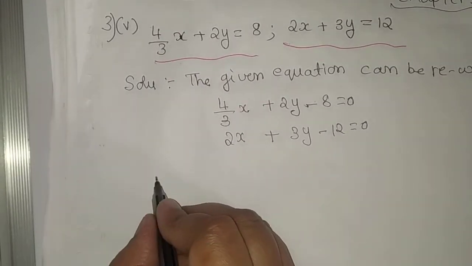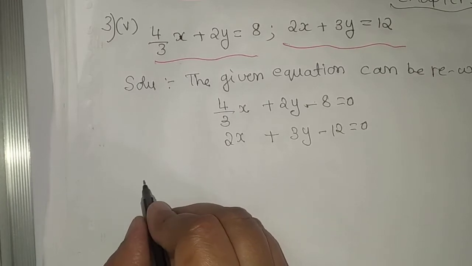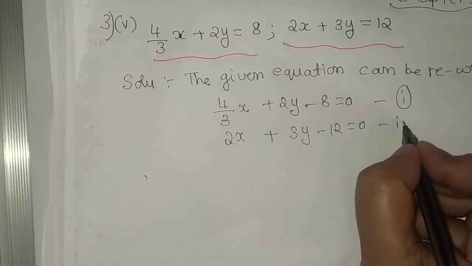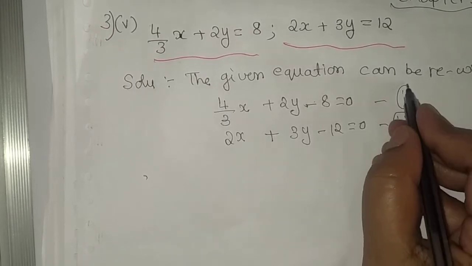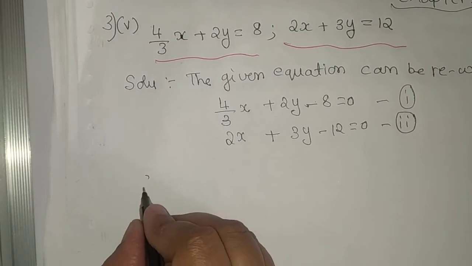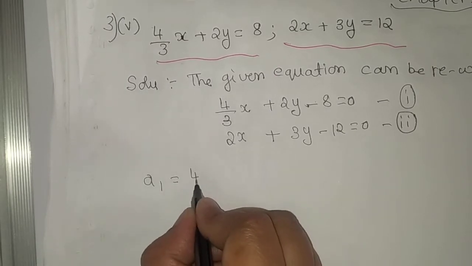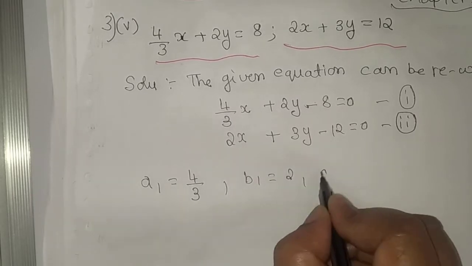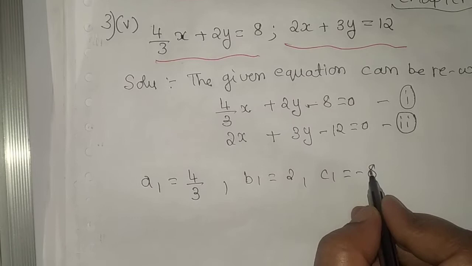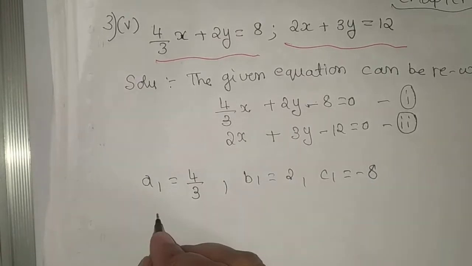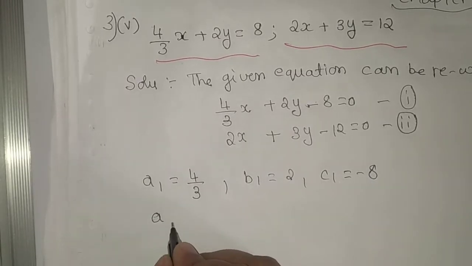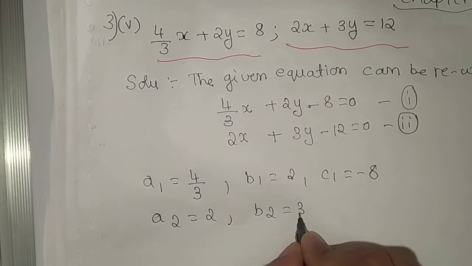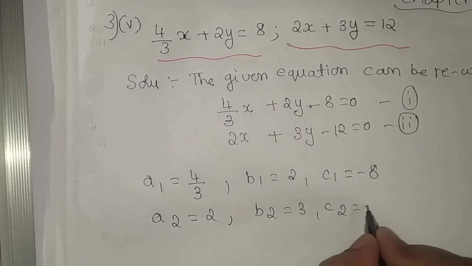So what is the next step? We have to write down, what is a1? This is expression 1, this one is 2. This is one only for your reference. Now what is a1 here? a1 is equal to, in the fraction form, 4 by 3, b1 is equal to 2 and c1 is equal to minus 8. Therefore, in the next expression, a2 is 2, b2 is 3 and c2 is minus 12.